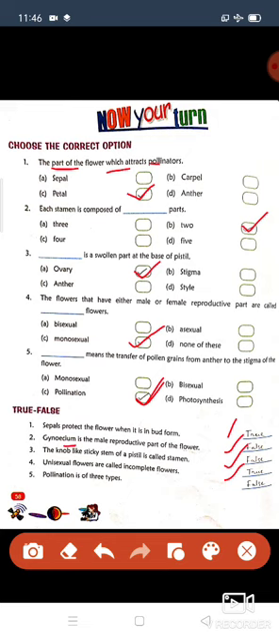Next, pollination is of 3 types. True or false, children? Pollination is of only 2 types, children, not 3 types. That's why this statement is false. Pollination is of 2 types, that is self-pollination and cross-pollination. That's why you can say this sentence is false. Okay, so now we will see the next one.